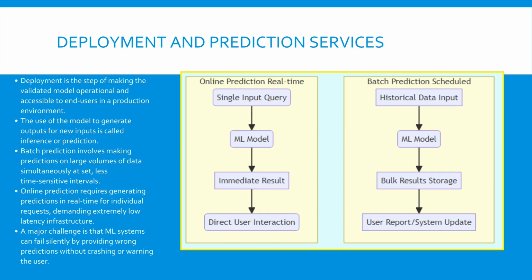This diagram illustrates the two main prediction modes once the model is deployed. Batch prediction handles a large historical data input, D1, at scheduled times, running it through the model, P1, and storing the aggregated predictions in bulk results storage, R1, for subsequent use, U1. This mode is high throughput but slower. Online prediction, shown below, handles a single input query, D2, in real time, delivering an immediate result, R2, directly back to the user, U2. This requires a low latency environment.